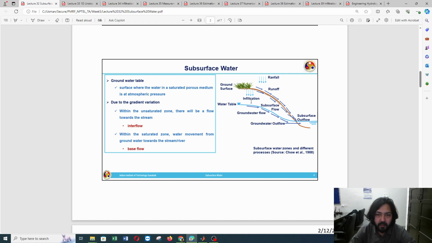After this, the water will start infiltrating or percolating below the water table, and that is when the water enters the groundwater zone, also known as the saturated zone. Here the water will also move, and the flow of groundwater is known as base flow. So there are two types of flow, interflow and base flow. Interflow is the flow of water which occurs in the unsaturated zone, and base flow is the flow of water which occurs in the groundwater zone, or we can call it the saturated zone.